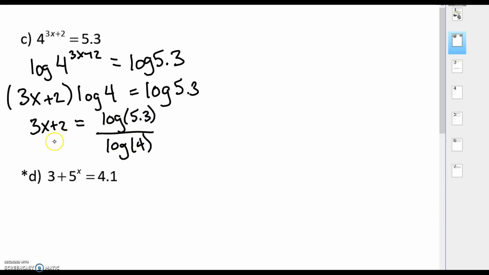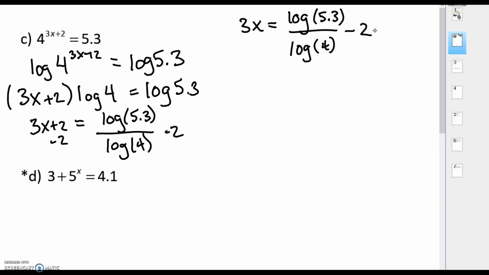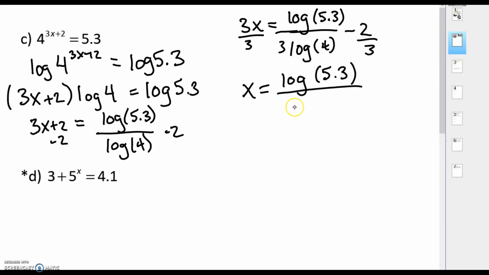And now we're going to keep solving this by subtracting 2 on both sides. So I have 3x equals log of 5.3 divided by the log of 4 minus 2. And then I'm going to divide everything through by 3 to get the x by itself. And when I do that, I get x equals log of 5.3 over 3 log of 4 minus 2/3.